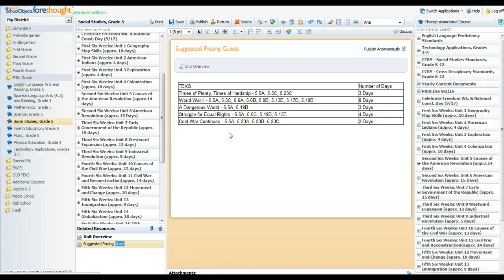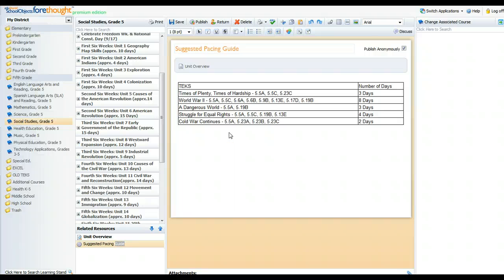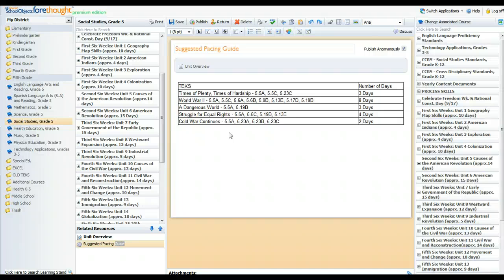The reason I did that is because, truthfully, as much as we love History Alive and they might have some good activities, the depth of knowledge at this point for the 20th and 21st century is just really not there. So I've set it up for you to follow along: Times of Plenty, Times of Hardship. That's really hitting your Great Depression era, World War II. I know you're going to want to spend a couple days on that. A Dangerous World, Struggle for Equal Rights, and the Cold War Continues. And that kind of gets you through the 20th century.